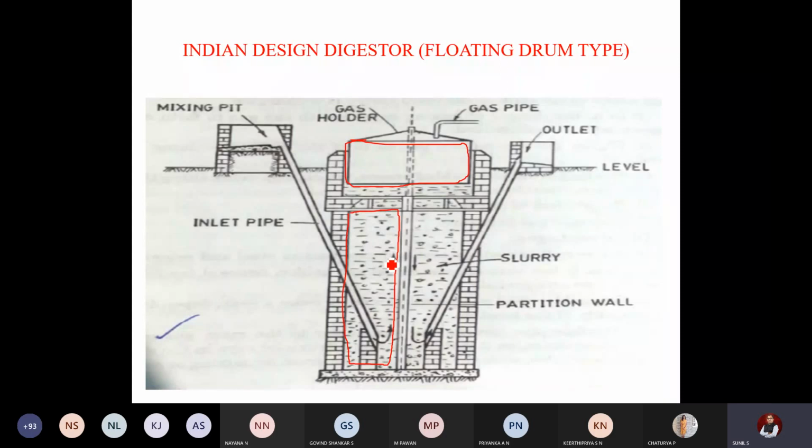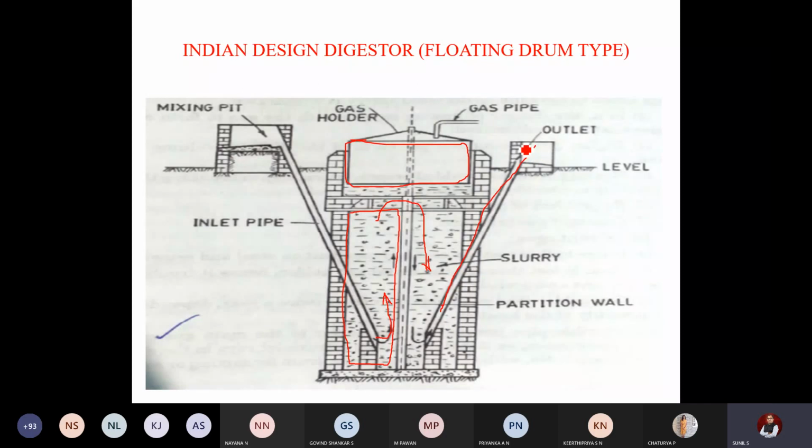Now, once the digestion process progresses, the slurry density will be reduced, so the fresh slurry that is entering here, you can see this arrow mark, will start pushing this digested slurry up so that it moves to the second compartment. As the pressure keeps on increasing, the digested slurry enters the outlet tank through the outlet pipe. From here, it can be collected.